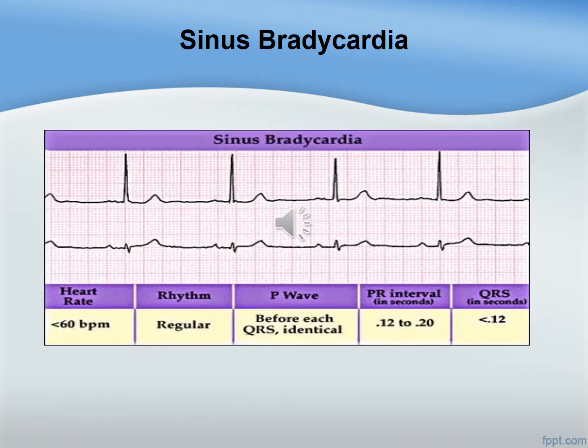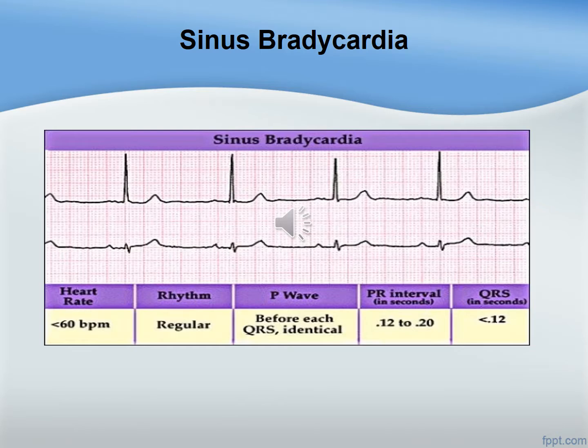So on EKG, what would you see? The rate will be less than 60 beats per minute. The rhythm is regular because it is sinus, right? The P waves are consistent in size and shape, and the P wave is before each QRS, and the PR interval is normal, and the QRS duration is normal. So everything will be normal about it except the rate. It will be less than 60.